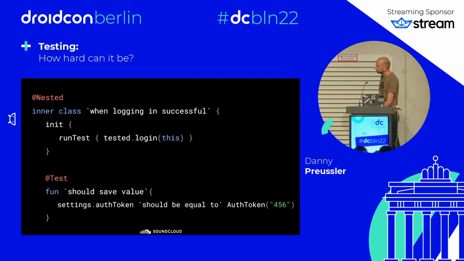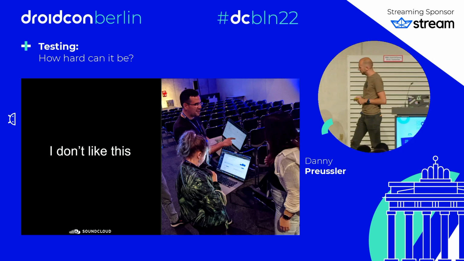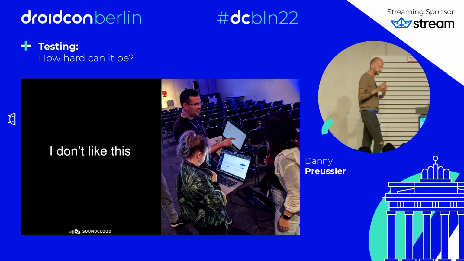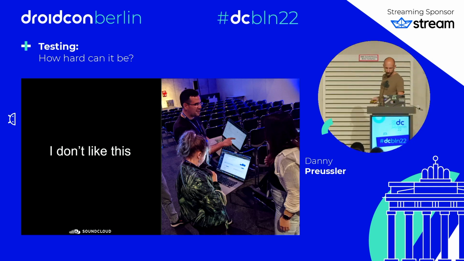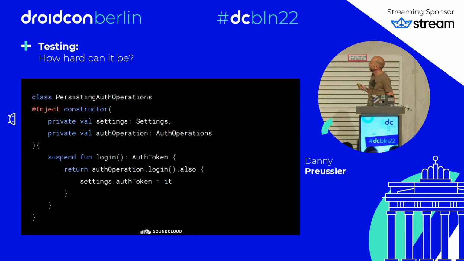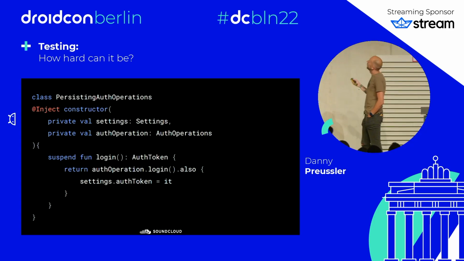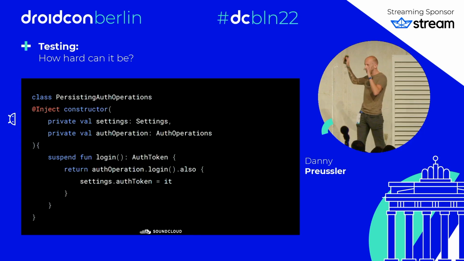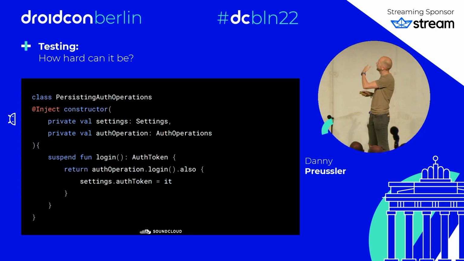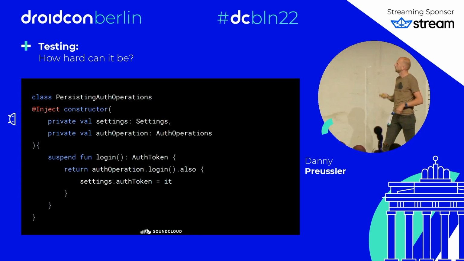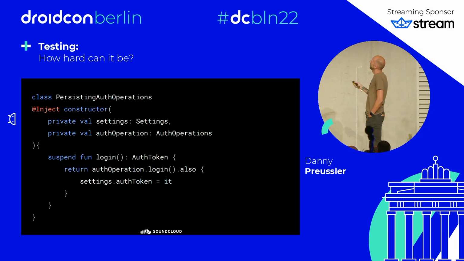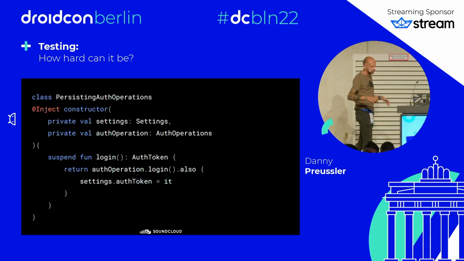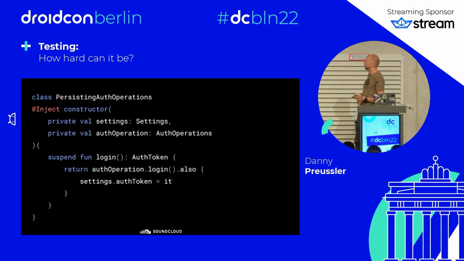But then I implemented this, and to be honest, I didn't like how this feels, adding this to the view model. So I went back and created this thing called persisting auth operations. Remember, I had an auth operation. I thought it's better to put it there, because it didn't feel correct in the view model. So this thing just wraps the auth operation, calls login, and afterwards sets the token. It feels nicer to me. Whenever I pass this in and someone calls login, the setting is saved. My personal preference, I like this more.